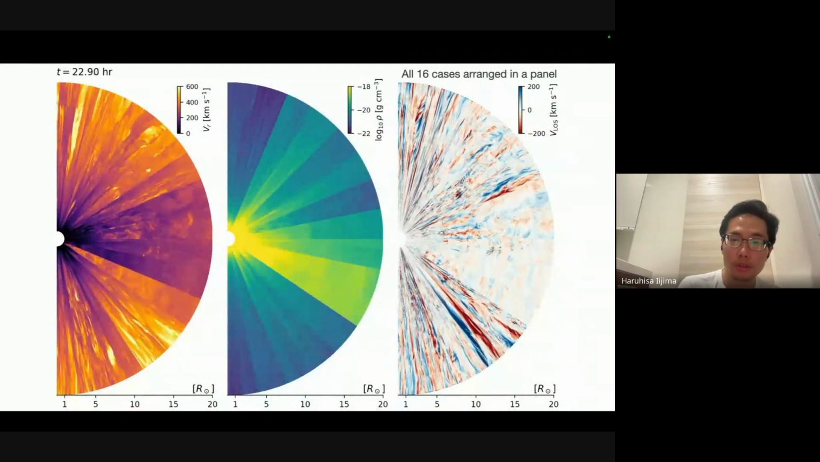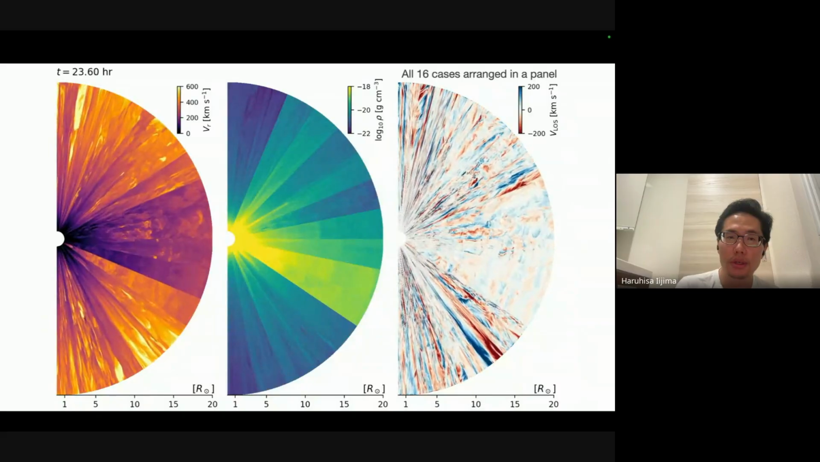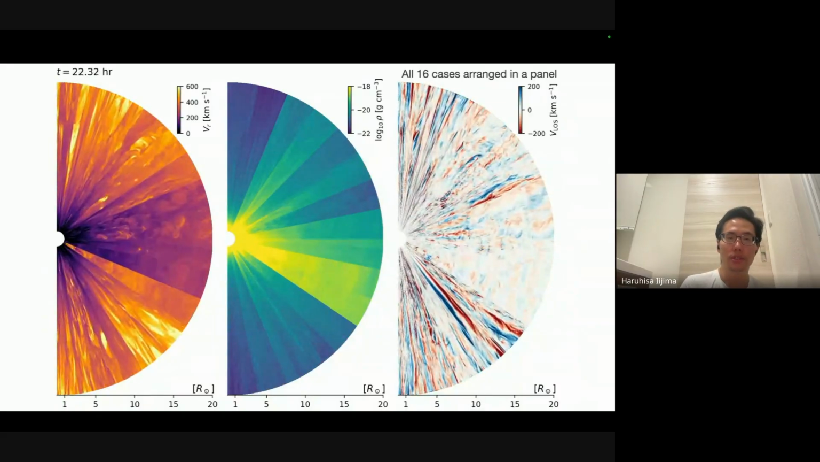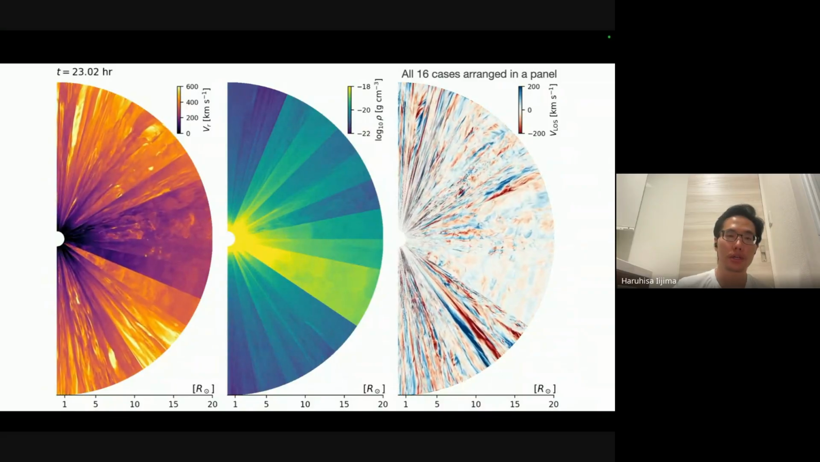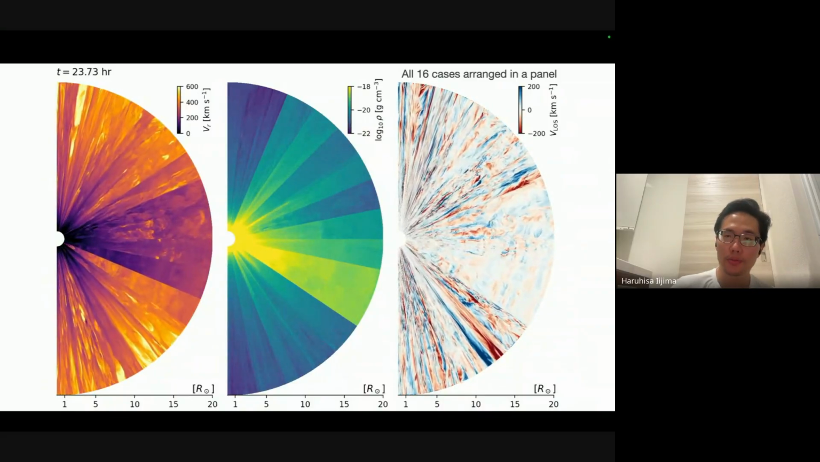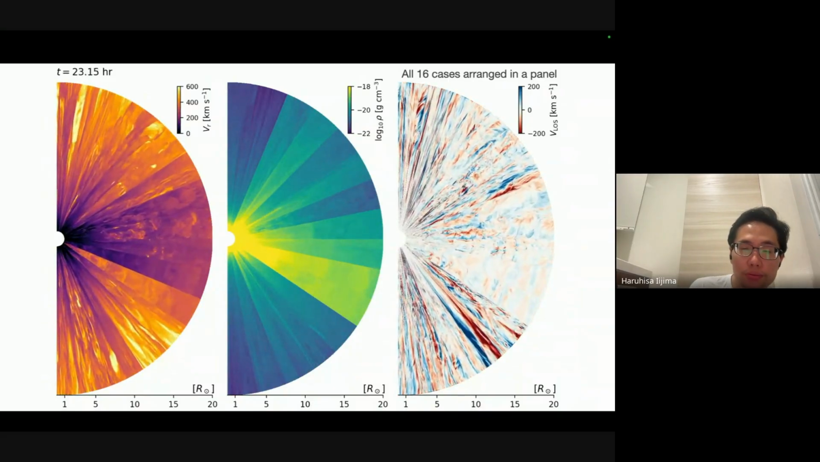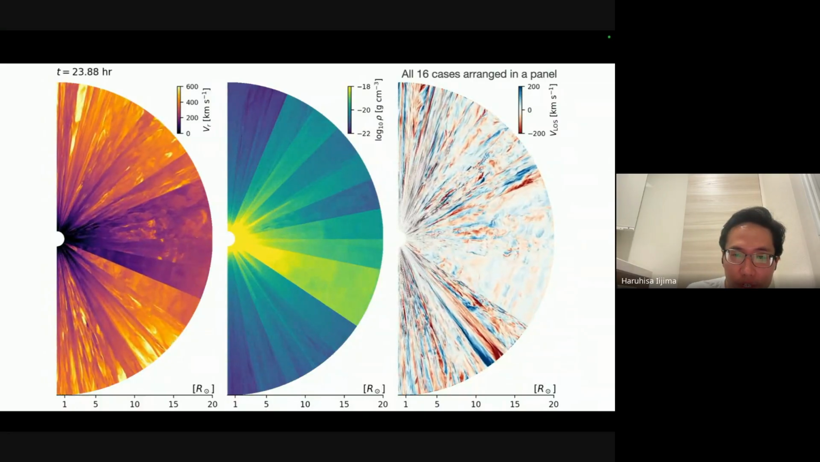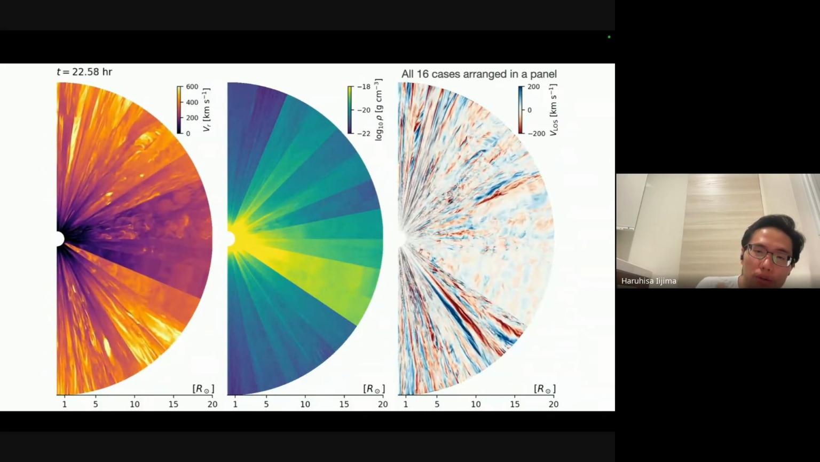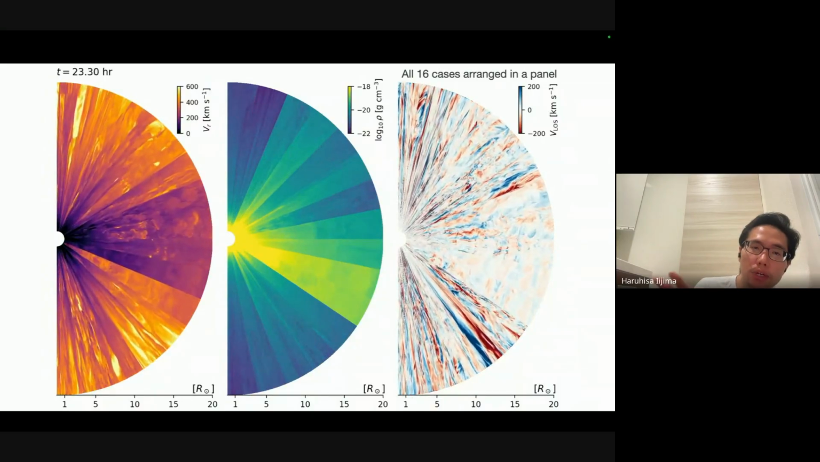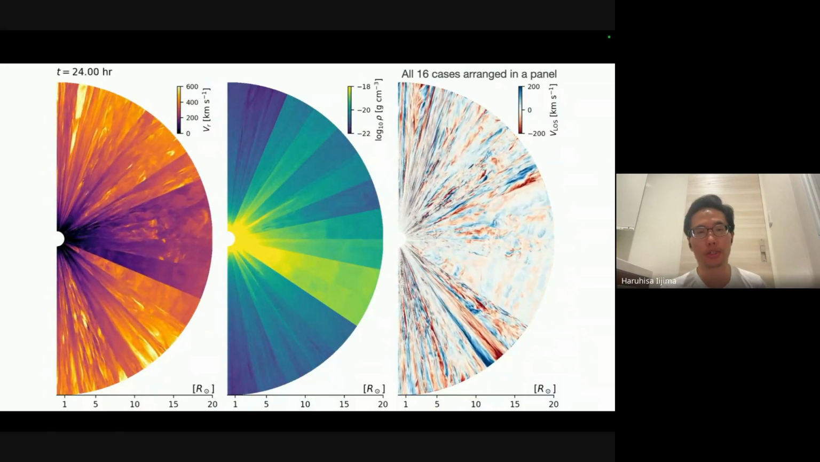These are the simulation results. There are 16 simulations in this movie. So if you check very carefully, you may see the boundary between the different numerical simulation cases.